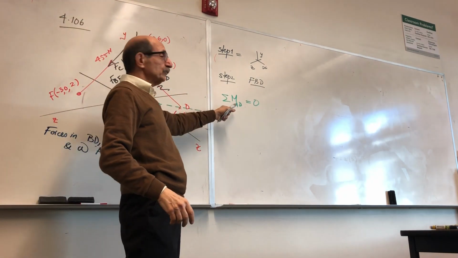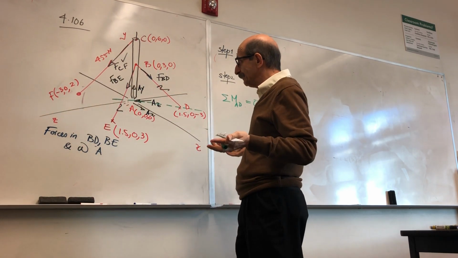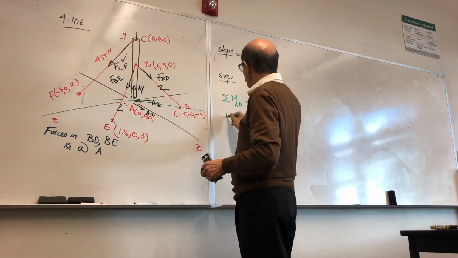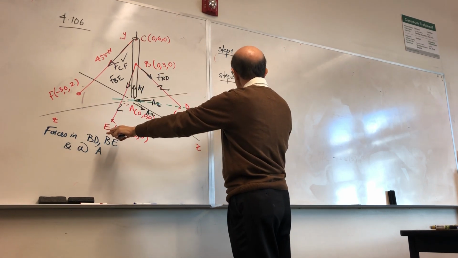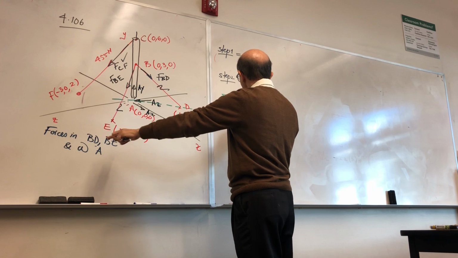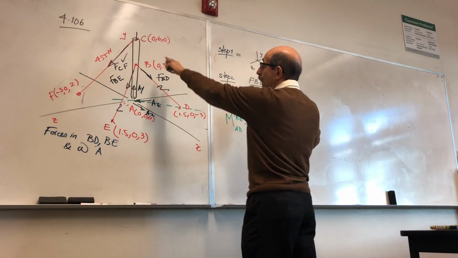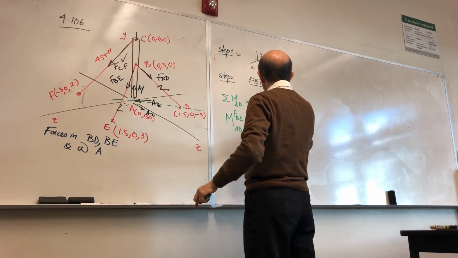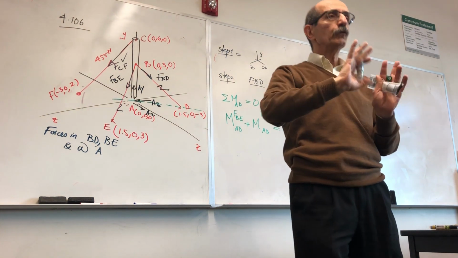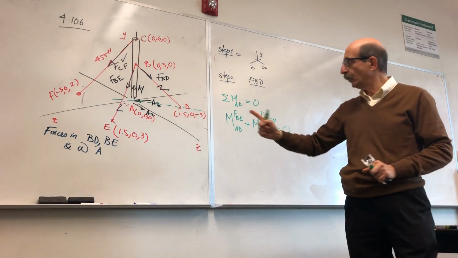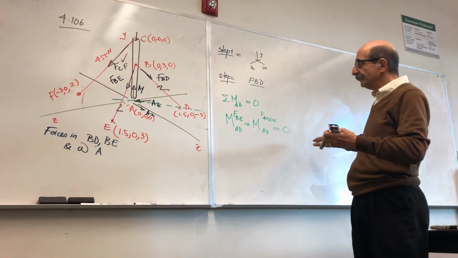So what does summation of moments about AD mean? These 3 forces don't make any moment about AD. This one doesn't. So you just simply have the moment of the force BE about this axis AD, and you end up with the moment of this force of 455 Newton about AD equal to 0. And you know, before you start, that you have only one unknown in this equation.